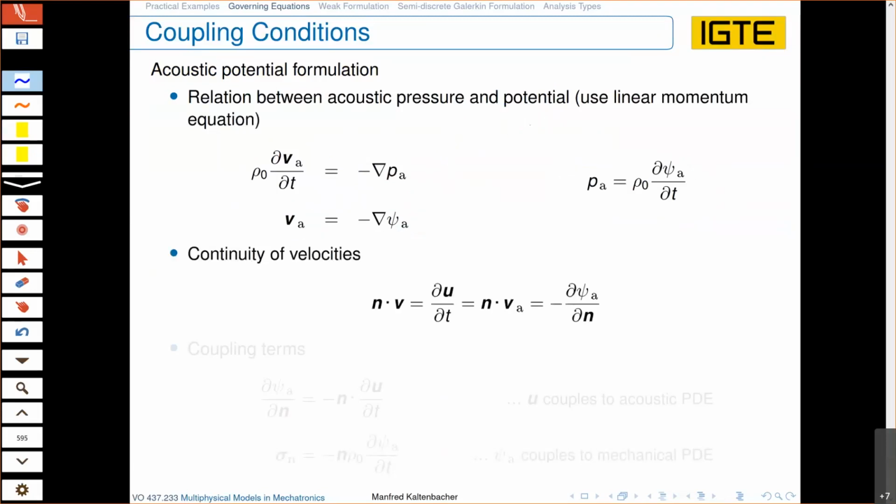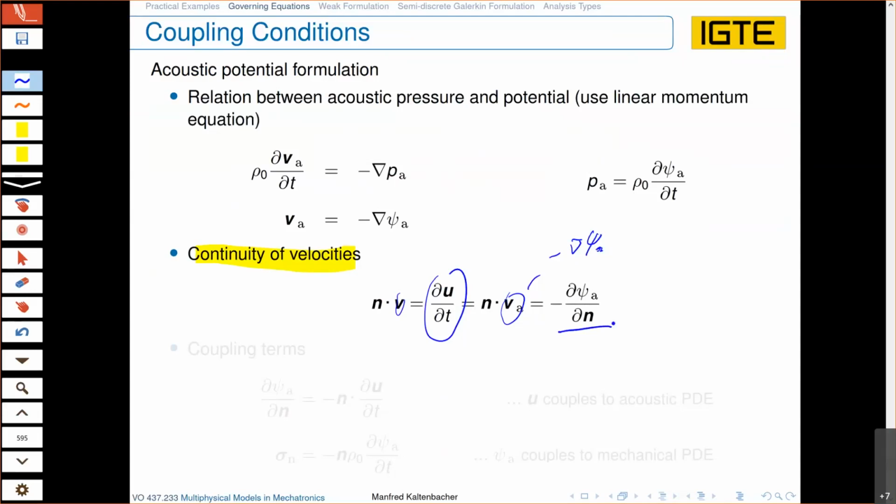Okay, so the continuity of forces, which was our first coupling condition, now can be simply rewritten. We can express the velocity clearly by the time derivative of the displacement on the mechanical side, and on the acoustic side we substitute the acoustic particle velocity by minus the gradient of the acoustic scalar potential, and taking the dot product with the normal vector then means the space derivative with respect to the normal vector.